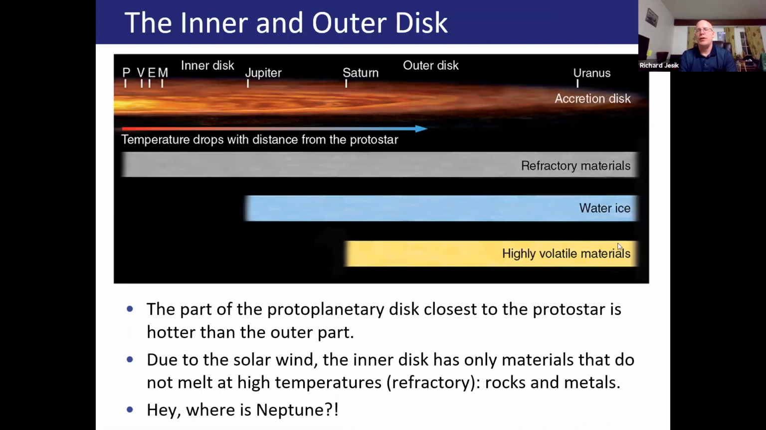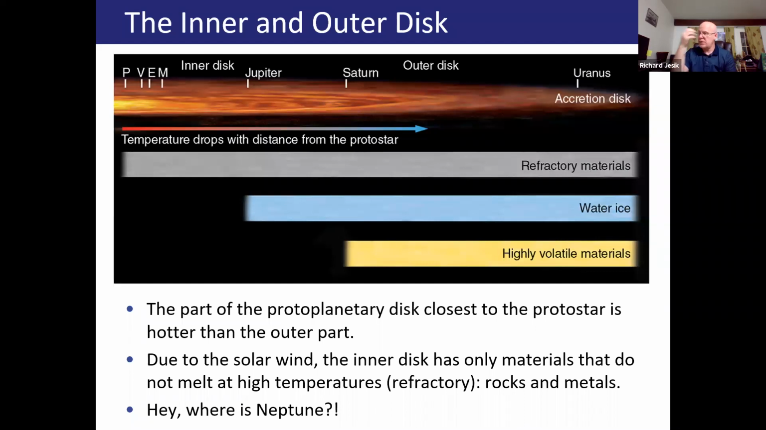But let's look at this in a little bit more detail. If we look at the temperature and the amount of material in the disk, there's a problem with this. The problem is there's really not enough material out there to make Uranus. And notice Neptune's not even on this picture. There was no material in the protoplanetary disk where Neptune is right now. So how do we make a giant planet out there where there's no gas and dust?